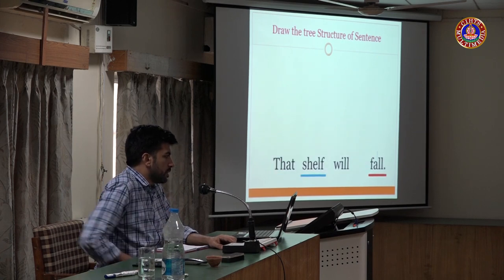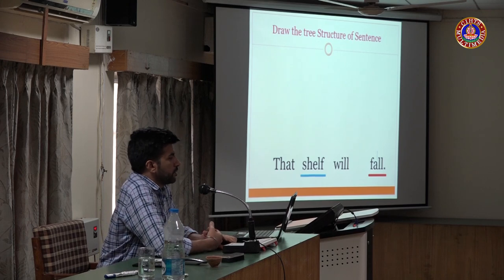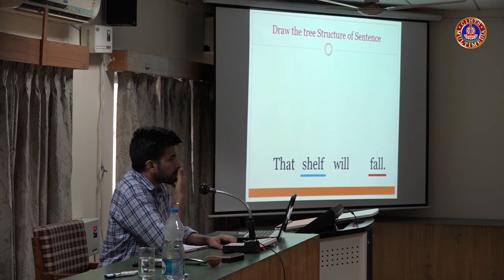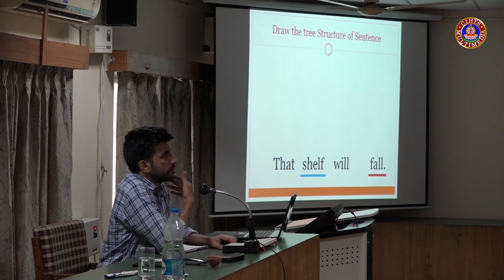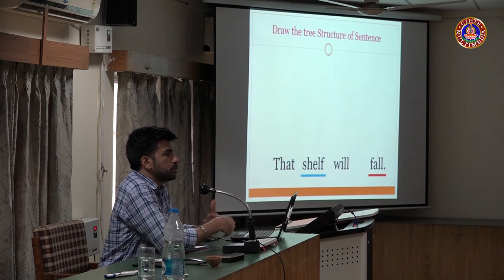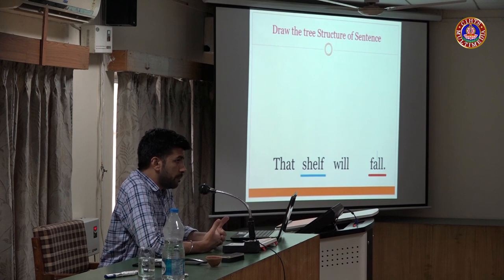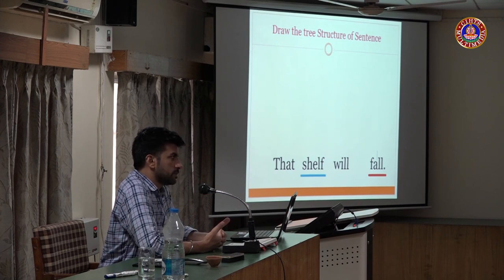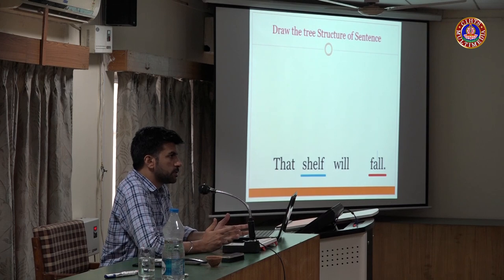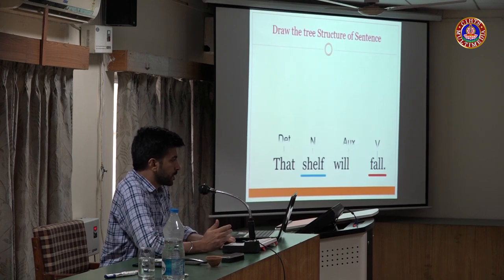The shelf will fall. This should be simple. Sorry, that shelf will fall. Noun phrase. But you should be able to explain how it is a noun phrase. The main noun is shelf, but it is determined by a word called that. Ki kaun sa shelf? That shelf is your noun phrase. Will fall is your verb phrase. Will is the auxiliary. Fall is the main verb. Theek hai? Verb phrase, noun phrase.